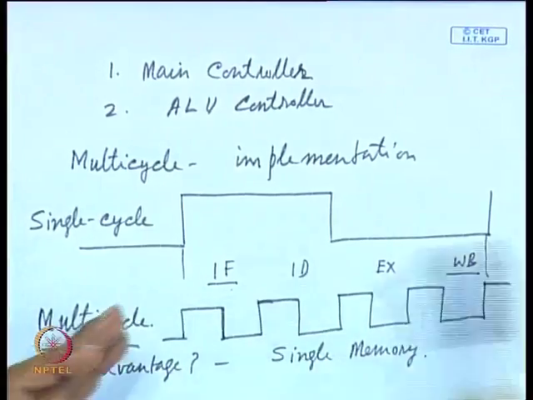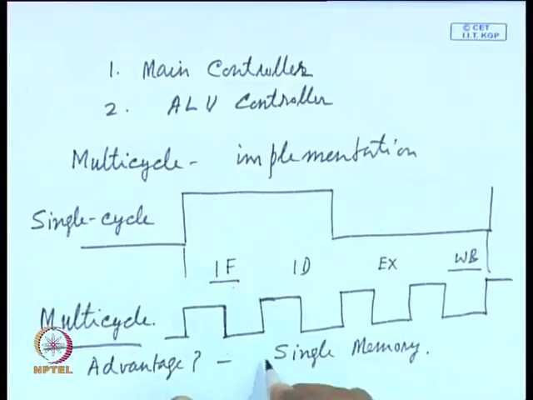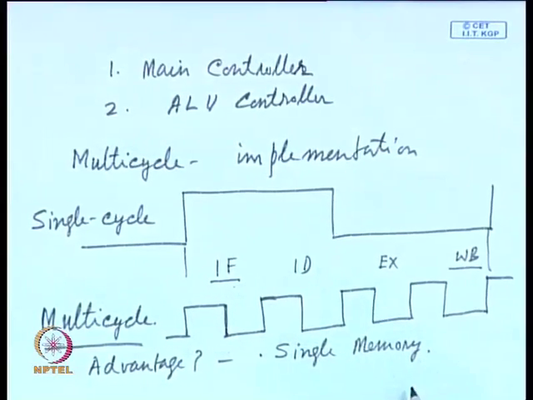In fact, earlier, in the early years, when the computer processors were designed, they had a single memory. And they are known as Princeton architecture. Only subsequently, to facilitate pipelining and other things, you require two separate memories. So, if you go for multi-cycle, of course, not using pipelining, then you can have a single memory, which is done by von Neumann architecture or Princeton architecture.